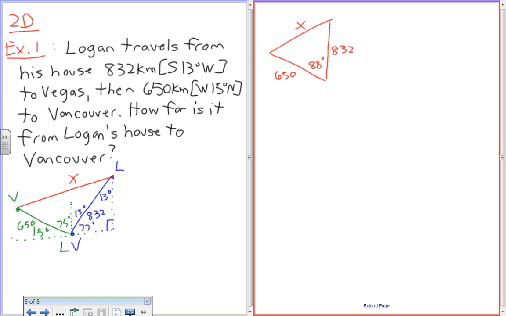Sine law is nice if you need opposites. So 650 is opposite this top angle where there's nothing. 832 is opposite the left angle where there's nothing. So I don't have enough opposites to use sine law, so I have to use cosine law.